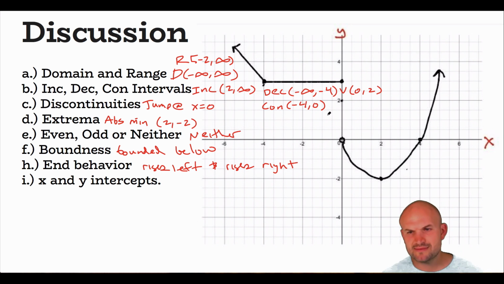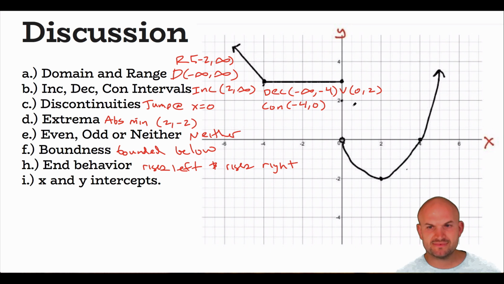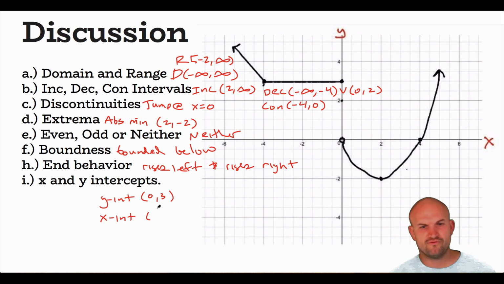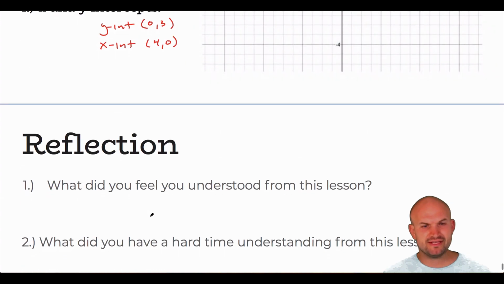And the x and y-intercepts, obviously this is an open circle, guys, so this is not going to be an intercept. But here we have a y-intercept, and here we have an x-intercept. So we can say the y-intercept is going to be at 0, 3, and the x-intercept is going to be at 4, 0. All right, and that was kind of it, guys.